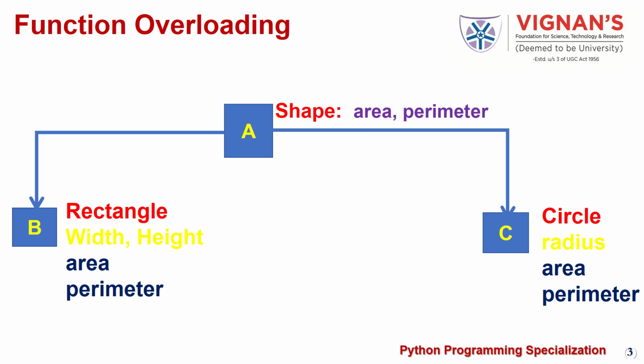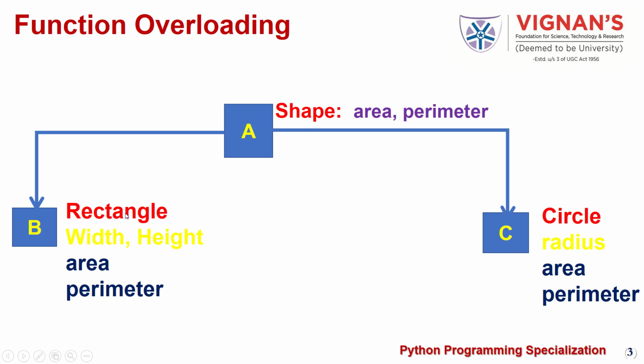We take shape as a base class, consisting of two methods: one is area and the other is perimeter. The area and perimeter methods are used to calculate the area and perimeter of an object of a particular shape class. Let us define rectangle as a class that is derived from the shape class.